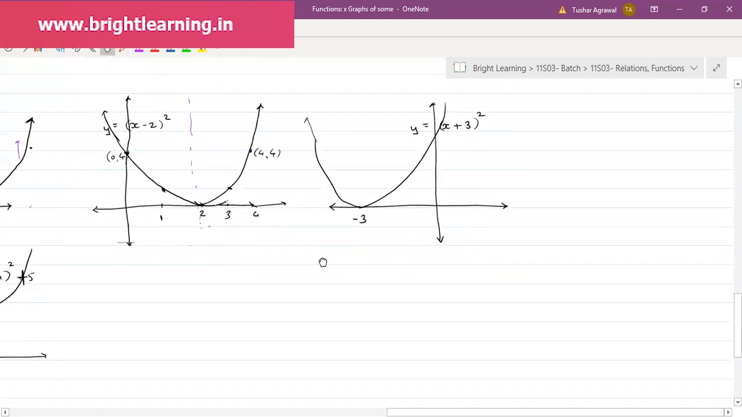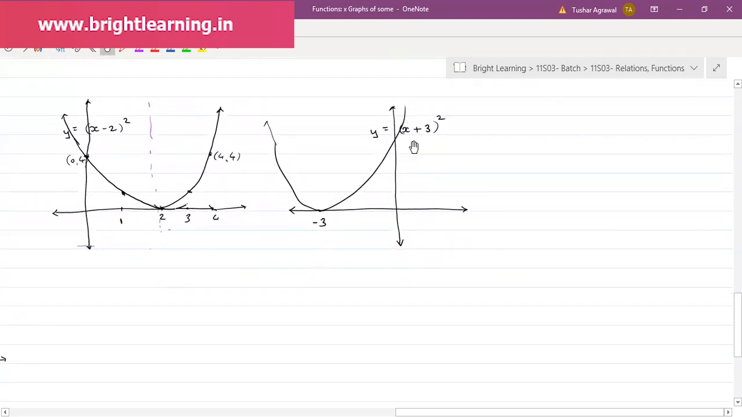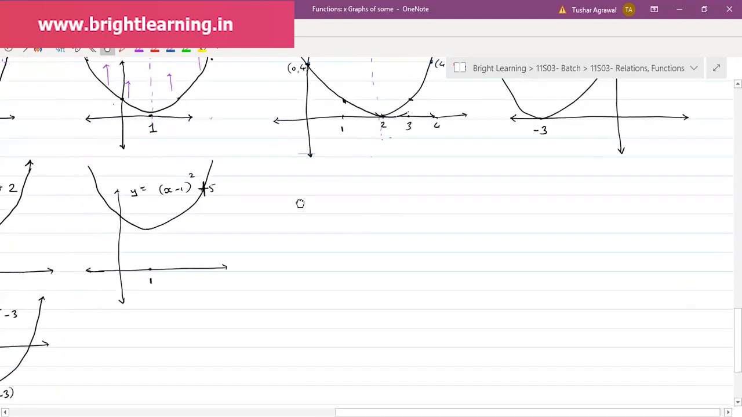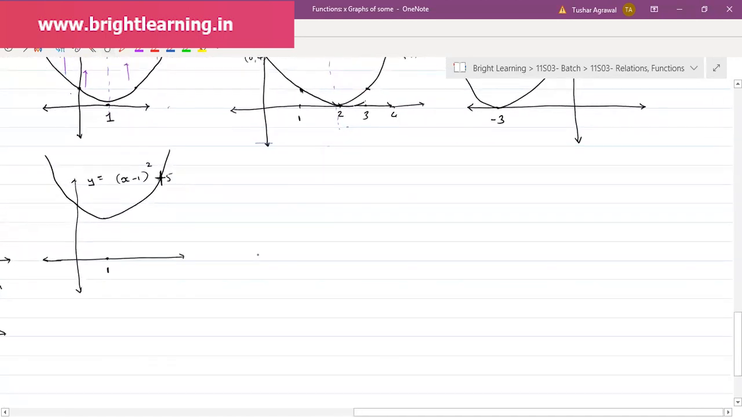And now if I tell you the graph of (x plus 3) whole square plus 10, or let's say minus 10, then this U shape will be shifted upwards 10 or downwards. Now the only question remaining is, x square I can draw, y equals x square. This is my graph of y equals x square.